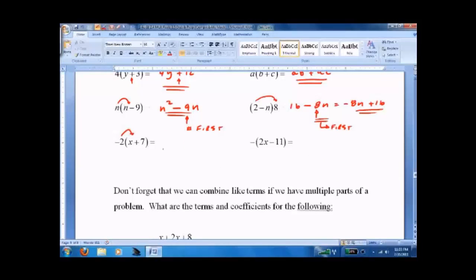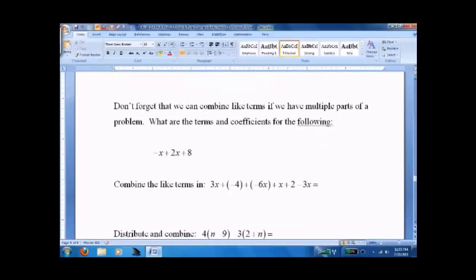Negative 2 times x is negative 2x. Negative 2 times 7 is negative 14, and I like to write as plus negative just to make life easy. Negative times 2x is negative 2x. Negative times a negative is plus 11. Practice, practice, and you'll get it in no time.